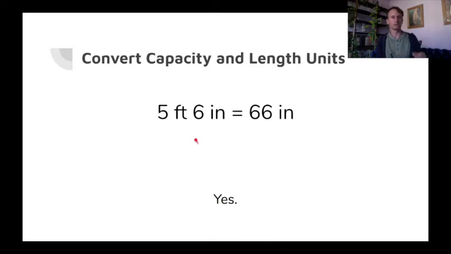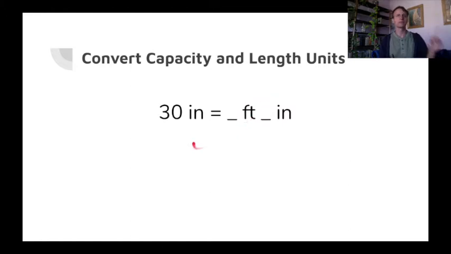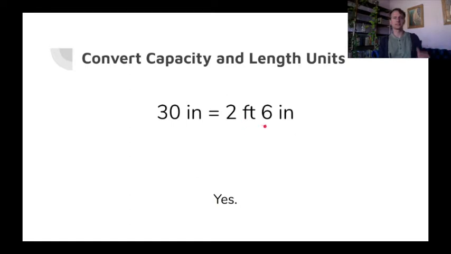You could have multiplied 5 times 12 as well. 22 inches, let's put that to inches and feet. Pull out the 12 inches, that's a foot, leaving 10 inches, so 1 foot, 10 inches. 30 inches then. Well, we know we got 12, 24, that's 2 feet. 30 minus 24 leaves 6. Okay, so 2 feet, 6 inches.